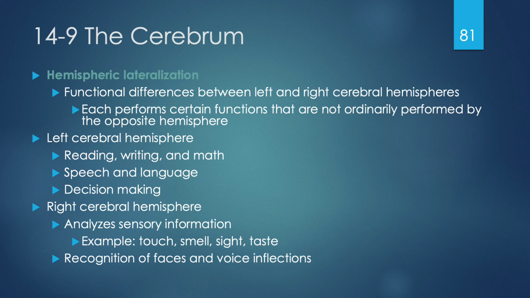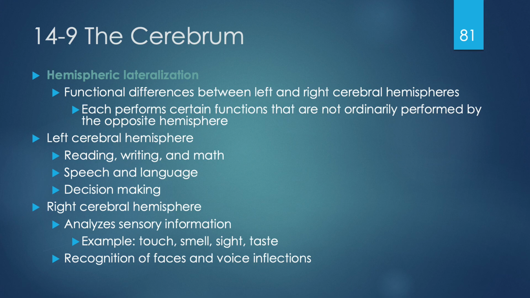Hemispheric lateralization, again, is just that there is a functional difference between the left and right hemisphere. Although we would think that the right and left cerebral hemispheres would function the same because they physically have symmetry, they actually have different functions on different sides. So the left cerebral hemisphere is going to be responsible for things like reading and writing and math. It's responsible for our speech, our language, and our ability to make decisions.